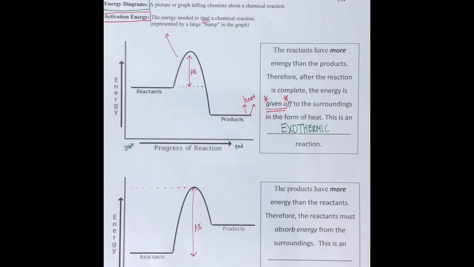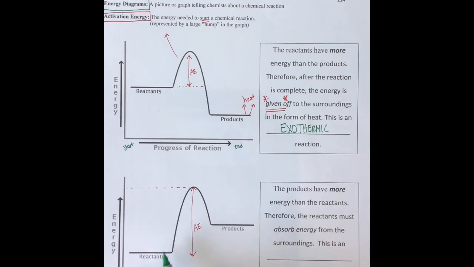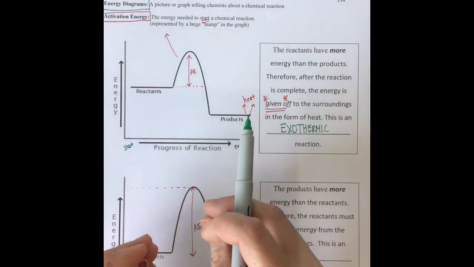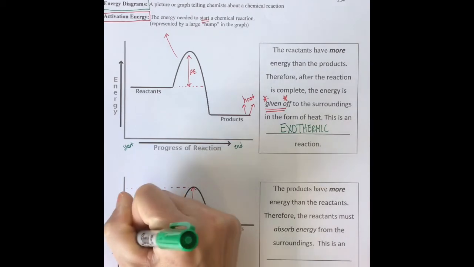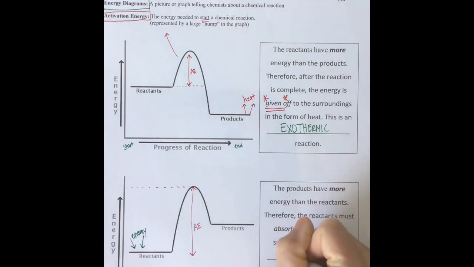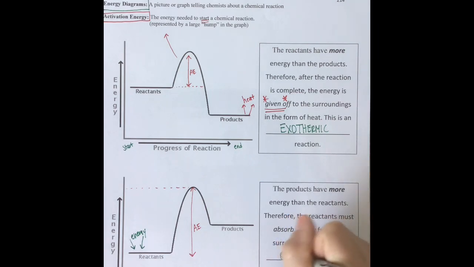Okay, and in the second graph, it says the products have more energy than the reactants. So the reactants need to absorb energy to get over this activation energy barrier. They absorb energy from the surroundings. So energy is coming in order for the reaction to happen. And so this would be an endothermic reaction. Endothermic. Sorry, I can't write and talk at the same time.